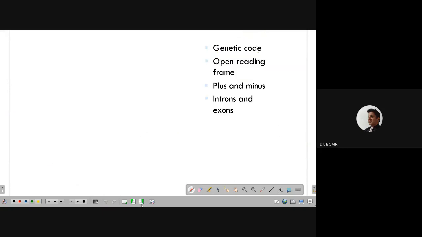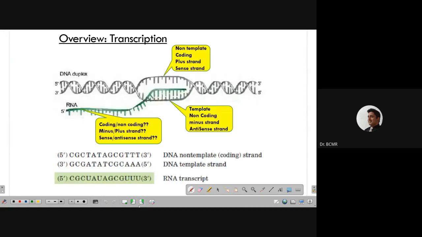So I hope you understood a few things about it: genetic code, open reading frame, plus strand, and minus strand. I will use this one slide before we move on. I think this will give you the overview of what I was trying to describe. So here is the DNA duplex. It is given as a coil, so you might or might not understand, but that's all right.